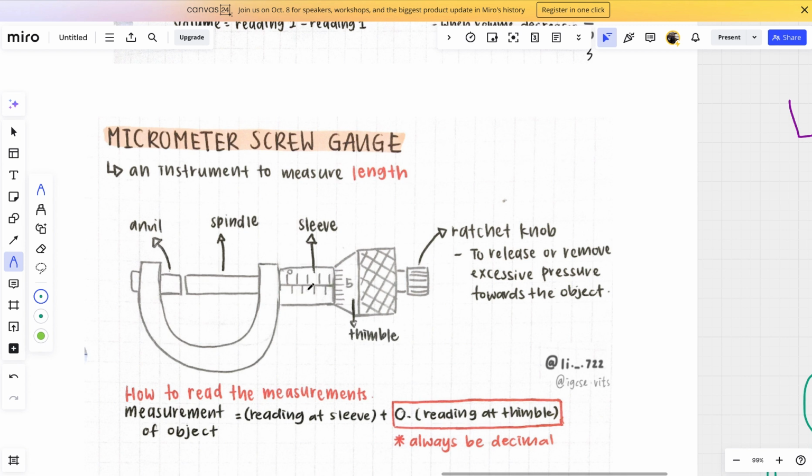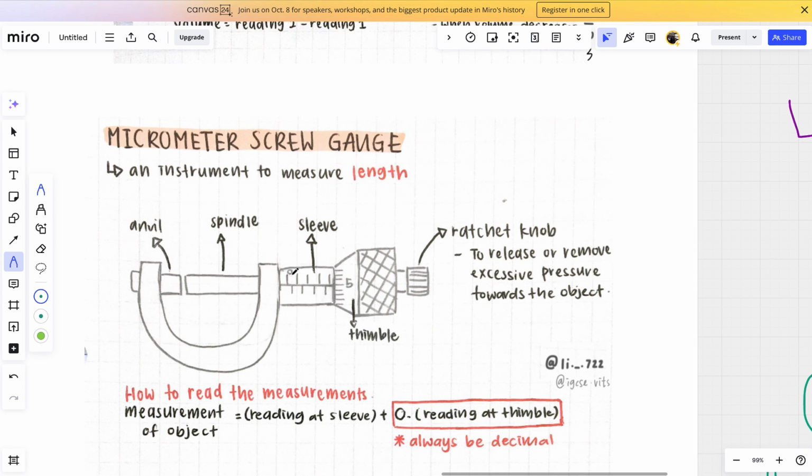It has two scales, the main scale and the thimble scale. The main scale is called the sleeve scale, while the round, circular one is called the thimble scale. Either you call it the circular scale or you call it a thimble scale. What the main scale really gives is the value before the thimble scale, any value that you have here.